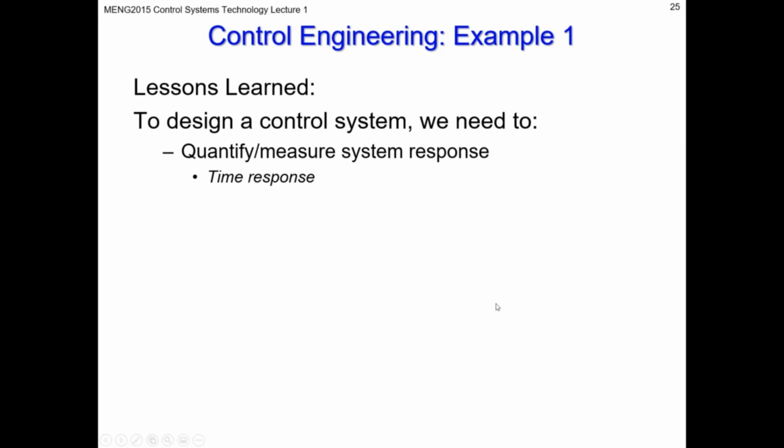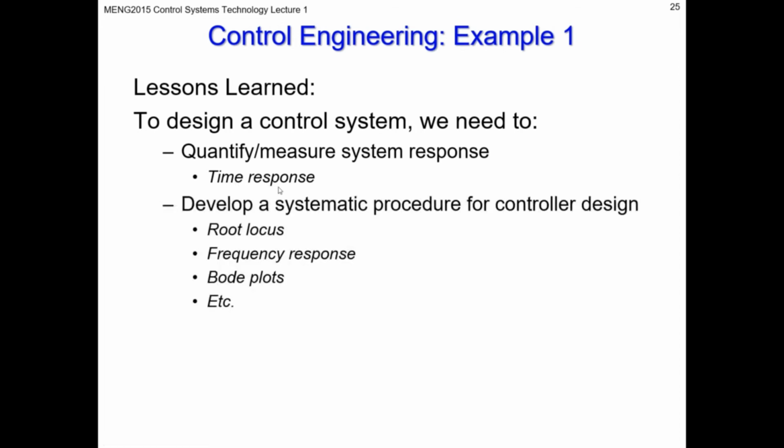So from this first control example, what have we learnt? Firstly, that to design a control system, we need to do certain things. We're talking here about a closed loop feedback system as opposed to the open loop system. First of all, we need to be able to measure a system response. You need some sensor, and you need to be able to get the output from that sensor, compare it to the set point. So you have to be able to measure or quantify your system response, which is time-based.